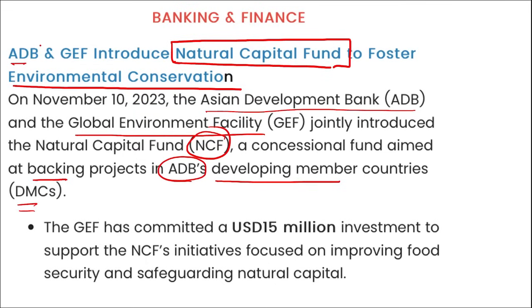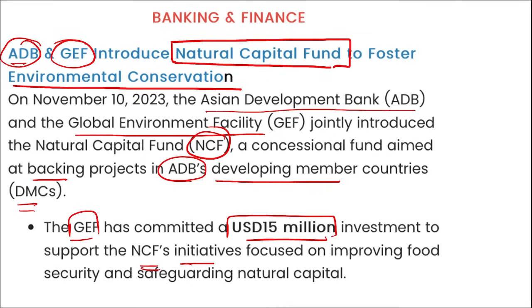I repeat, recently Asian Development Bank and GEF have introduced this Natural Capital Fund, which has been established to help those countries or projects that are being started by Asian Development Bank in their developing countries. And GEF has committed a $15 million investment to support the NCF's initiatives focused on improving food security, safeguarding natural capital, etc. Correct. Now this question can also be asked: in the Natural Capital Fund introduced by Asian Development Bank and Global Environment Facility, what is the amount committed by GEF, the Global Environment Facility? So $15 million will be committed by them.